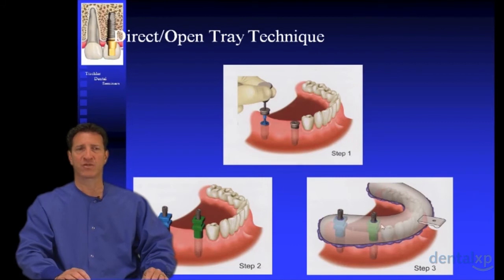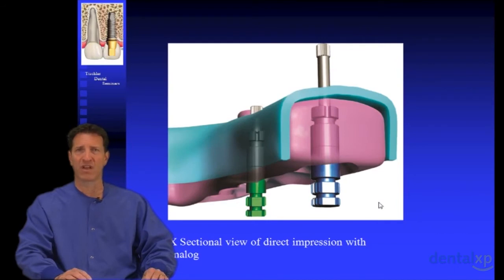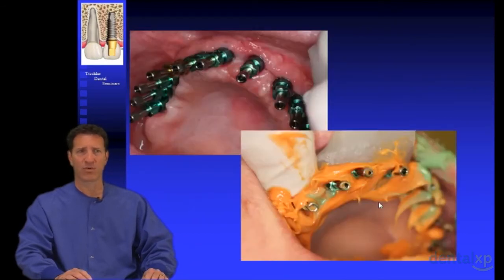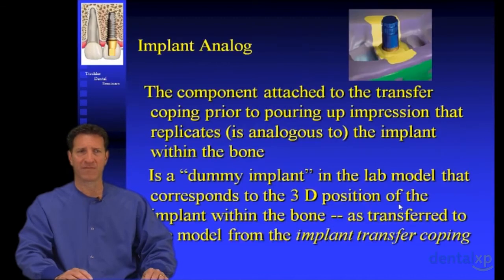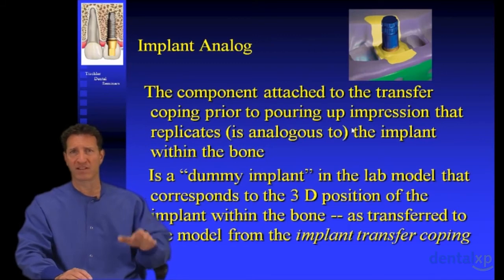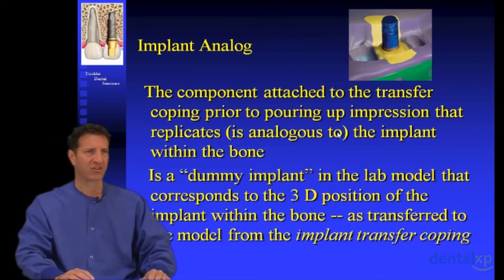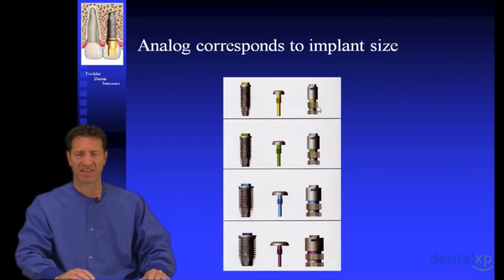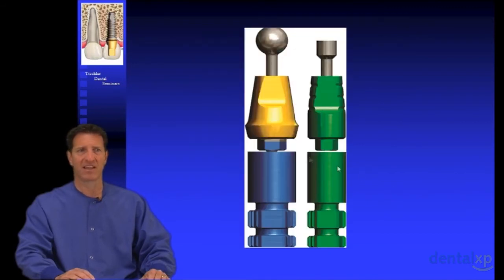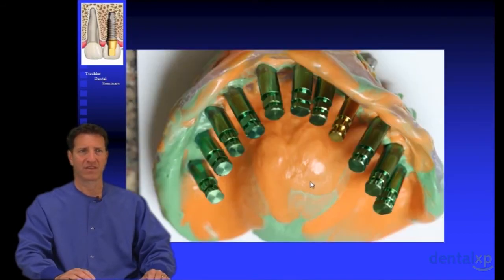You can also do this with an open tray technique, which I find a lot more complicated, and in my practice, at this point, I really do pretty much only closed tray impressions, so I can avoid this extra effort of unscrewing it and all that. Once I take the impression, whether it be closed tray or open tray, I'm then going to attach an analog. And the analog represents the implant in the mouth. So I'm going to go over this in a minute and show you how simple this could really be.